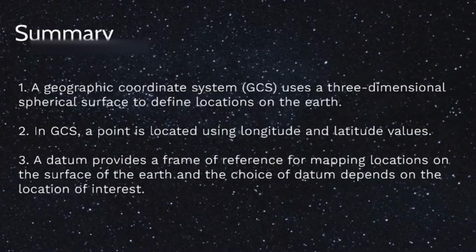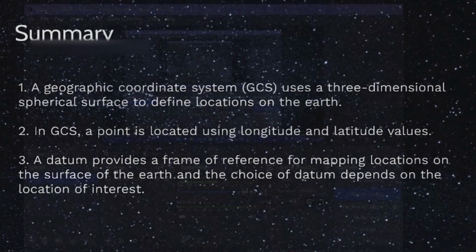In summary, a geographic coordinate system uses a 3-dimensional spherical surface to define locations on the Earth. In GIS, a point is located using longitude and latitude values. A datum provides a frame of reference for mapping locations on the surface of the Earth, and the choice of datum depends on the location of interest. This is all about the geographic coordinate system.